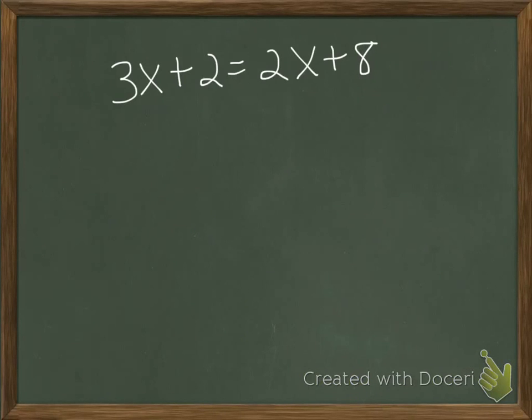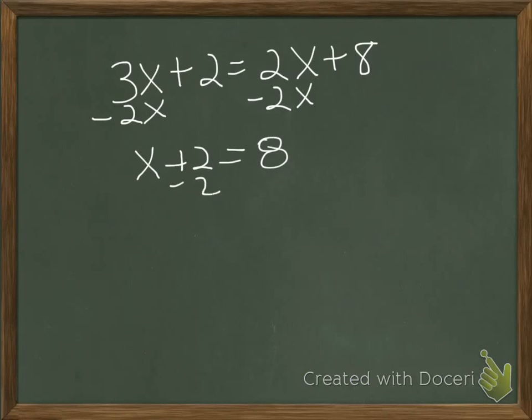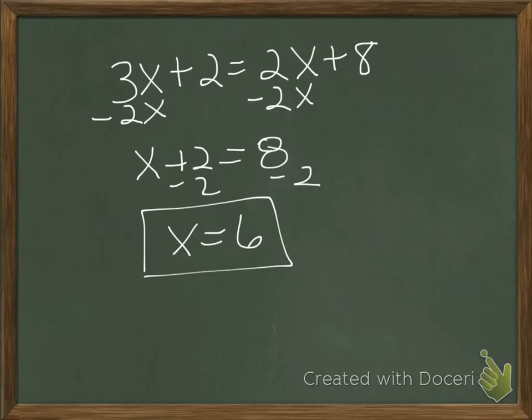Now, much easier problem. The denominator's totally gone. All I have to do now is solve for x. So I subtract 2x on both sides. x plus 2 equals 8. Subtract 2, x equals 6. And there's your solution. So getting the least common denominator may not be much fun, but once you have it, it's not a difficult problem to solve.